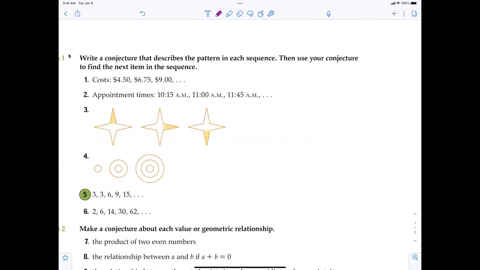So writing the next pattern. That wasn't too hard to see, correct? For number 1, what are we doing, guys? Yeah, you're adding 225. So the conjecture would just be you're adding 225. And then, of course, find the next item. So that would just be 1125. Anybody have any issues?